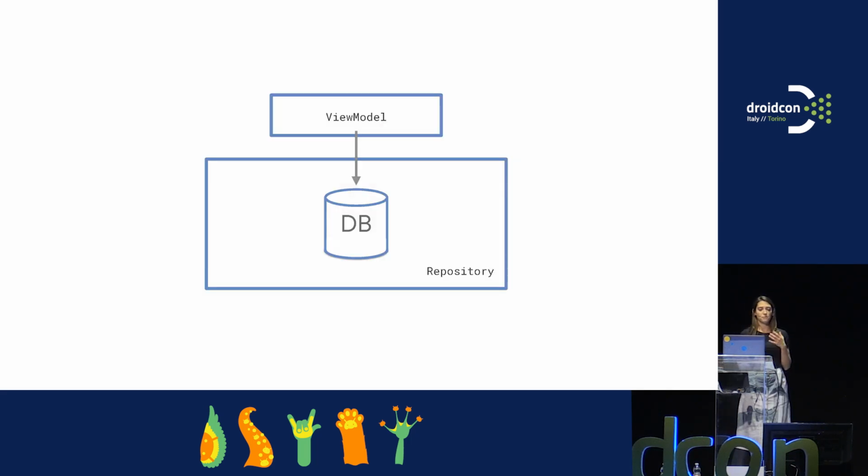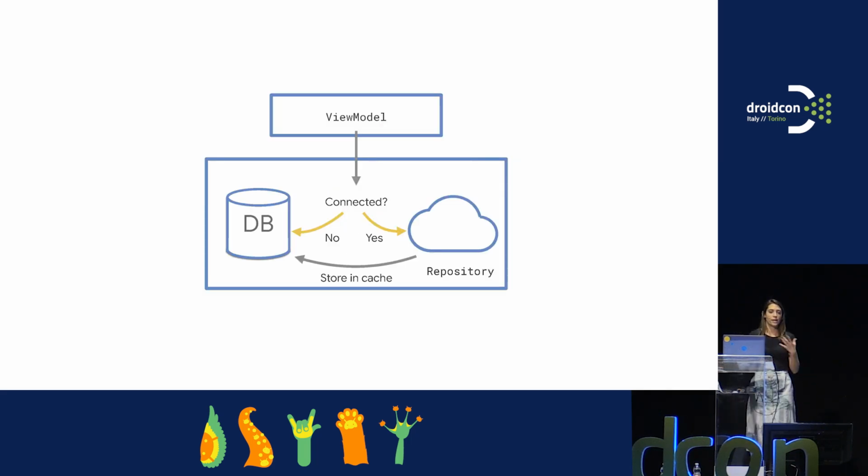And the repository would be the one that decides when and how to get the data. So one way to decide when to get the data from the network is by checking: are we connected to a network, yes or no? If we are connected to a network, then we're getting the data from the repository. If we're not, then we're getting the data from the database. And once we get the data from the network, then we store that in the database.